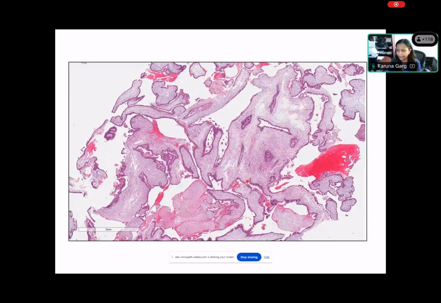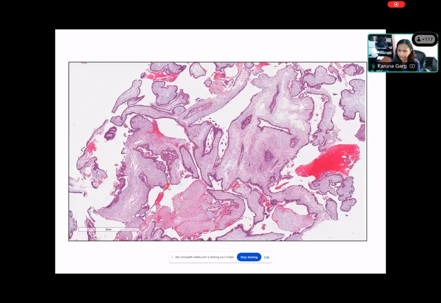Here you have another example. The villi are enlarged. There are multiple trophoblastic inclusions. In this particular villus alone, we have about 4 or 5 trophoblastic inclusions, and they are very large trophoblastic inclusions. That's pretty suggestive of a molar pregnancy.